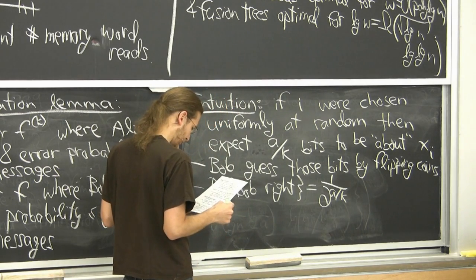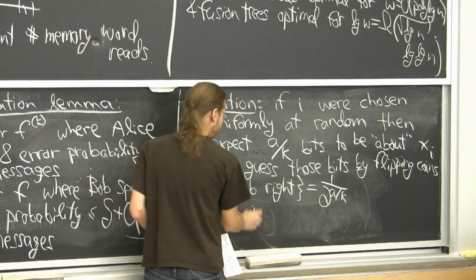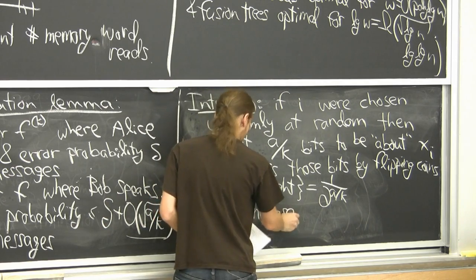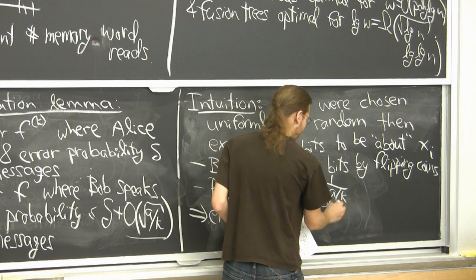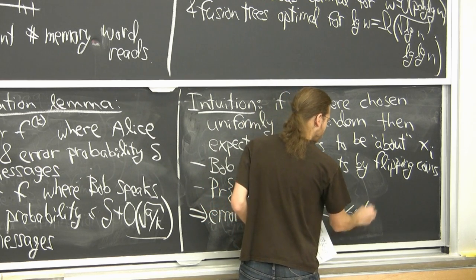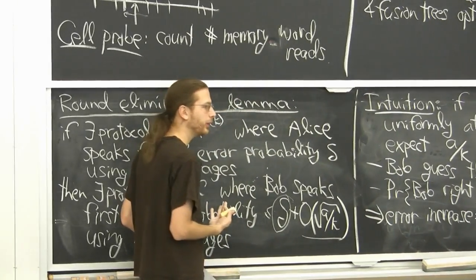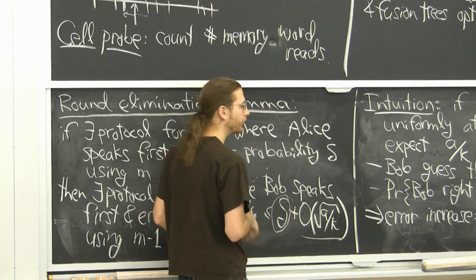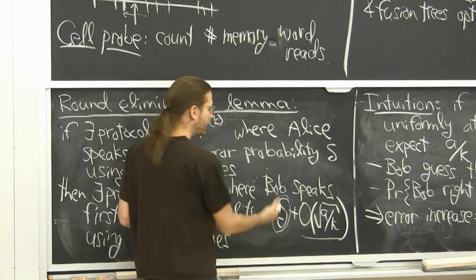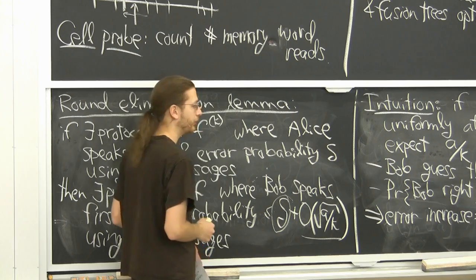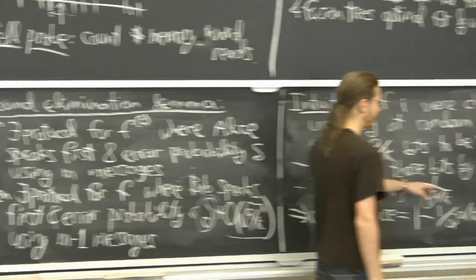So this was the probability of being correct. So the probability of being incorrect is going to be 1 minus that. And we're interested in, we had some probability delta of failing before, and now there's this new way that we can fail. So I'm using a union bound here, saying, well, we could fail the old way or fail the new way. Maybe they're correlated, maybe not. But the worst case is at most the sum of the two errors. So the increase in error is at most 1 minus this thing.